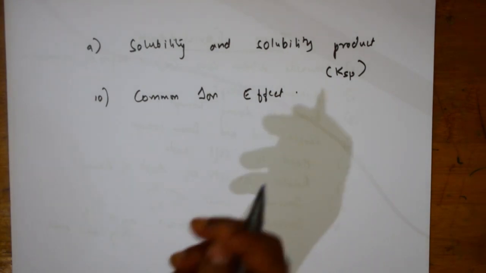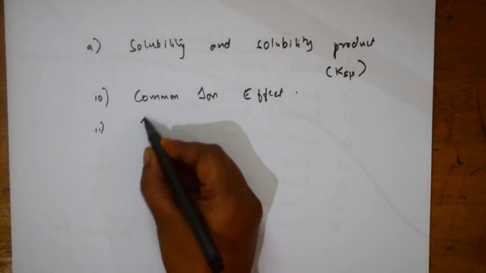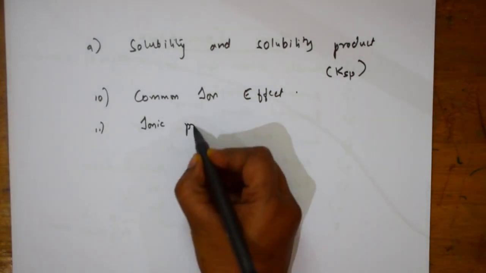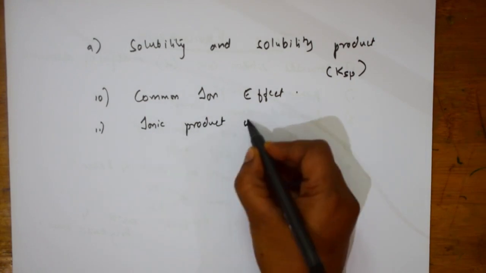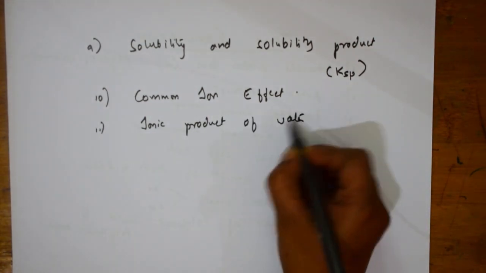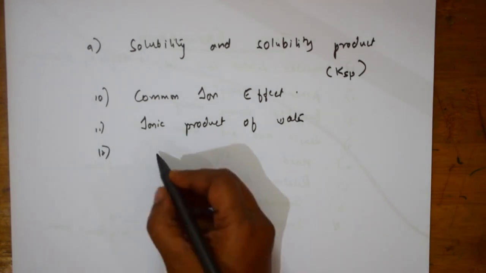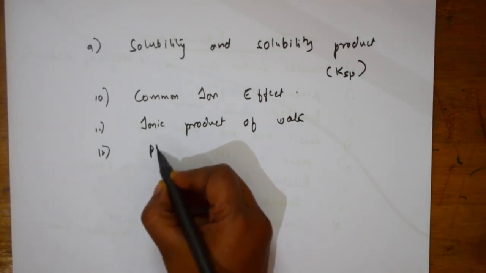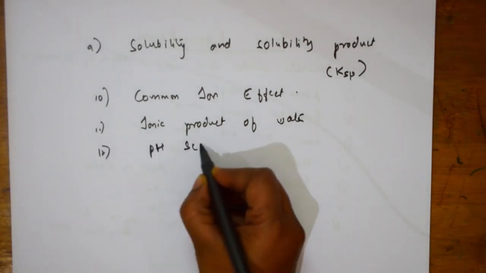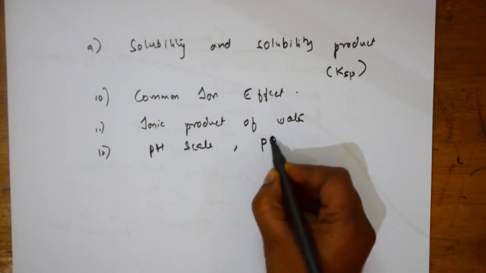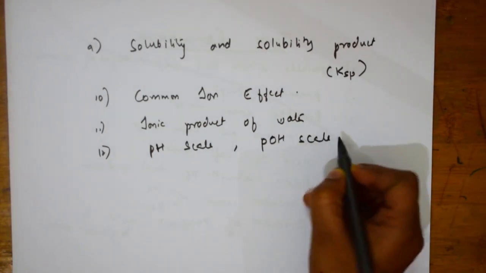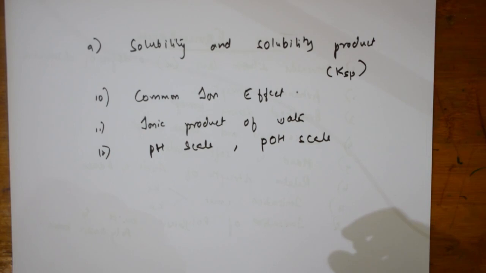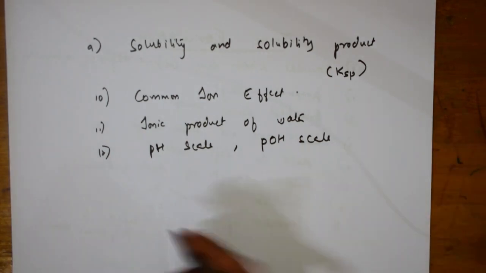Common ion effect, right? Once we do common ion effect, then it's easy for me to teach you the concept of ionic product of water. So I'll be teaching you about ionic product of water. Then we'll be completing almost the chapter with pH scale, pOH scale, right? Again, numericals based on that.